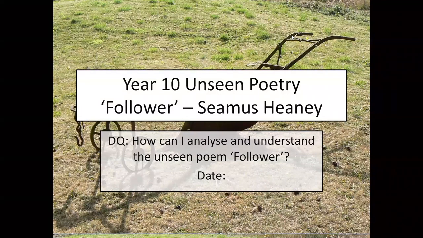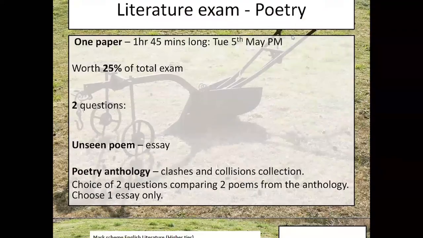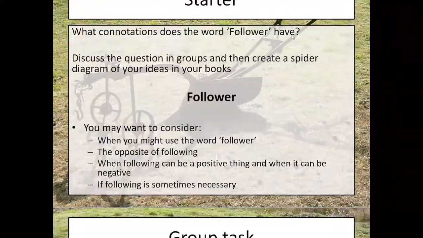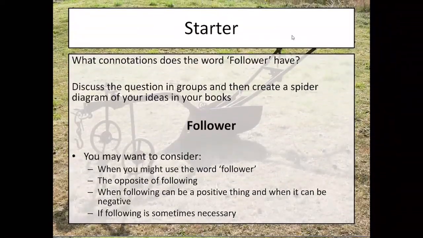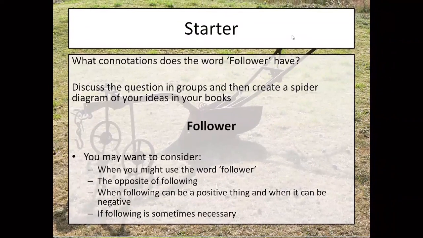Okay, good morning. So this morning we're going to be doing the unseen poem Follower by Seamus Heaney. So if you'd like to start by writing down the title: how can I analyse and understand the unseen poem Follower? Okay, so we should do what we always normally do when we are looking at an unseen poem, and that is to write down the title, Follower, and annotate the title.